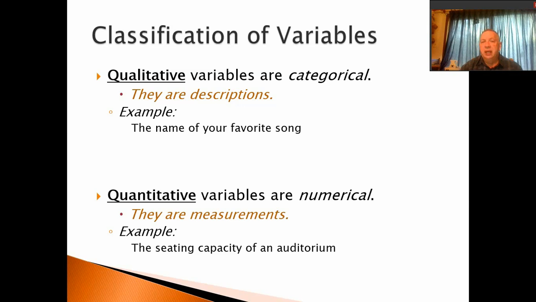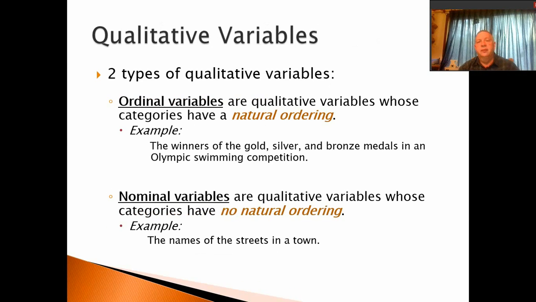The other big classification is quantitative variables, and they are numerical data. In many cases, they're measurements, and we can add data points, datum. We can count up how many times we've got these things. So those are quantitative variables. The seating capacity of an auditorium would be a quantitative variable. We can count it.